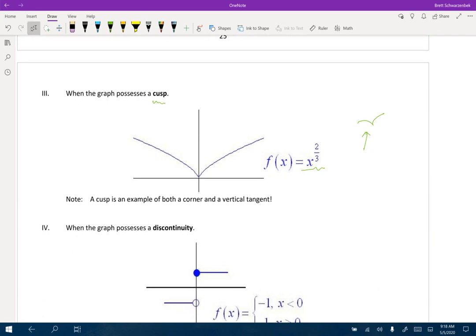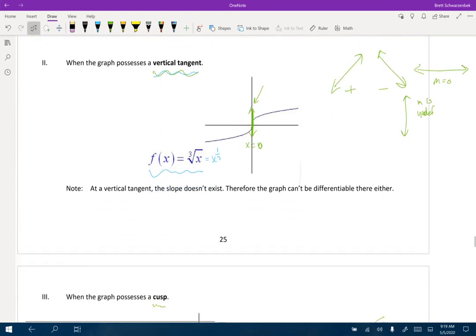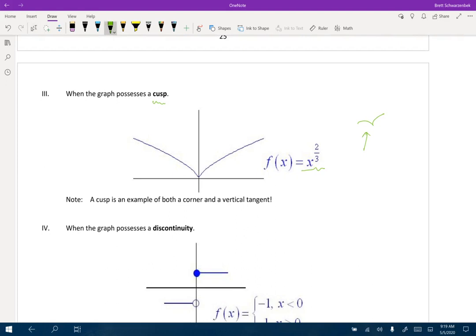You can clearly see that it has the same exact logic as the corner. So what's going on? So as you're approaching this value at x equals 0, where are you going to draw the tangent line? I don't know. Where are you going to draw it?